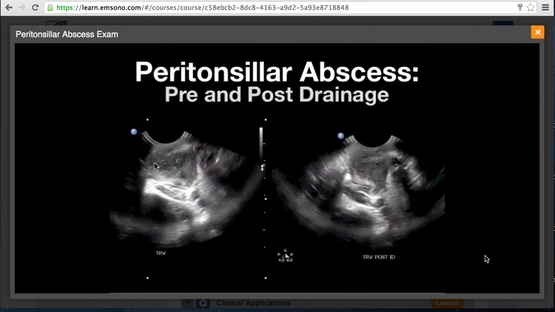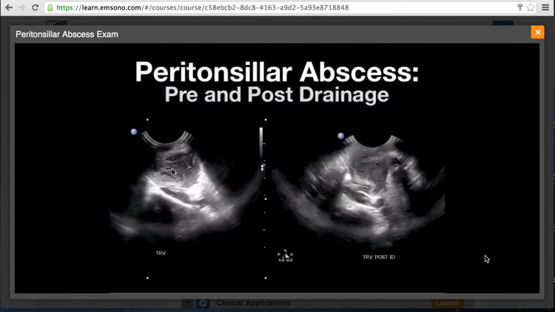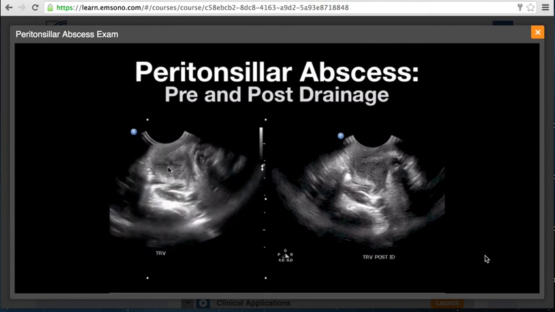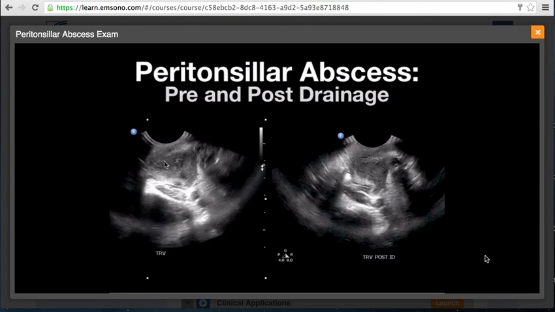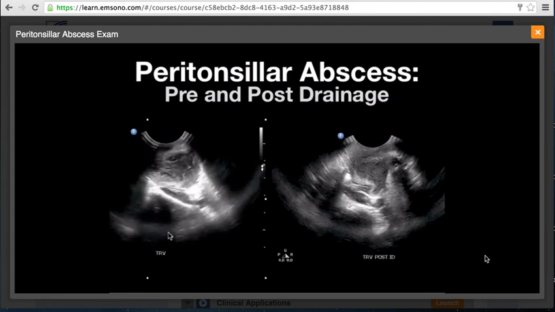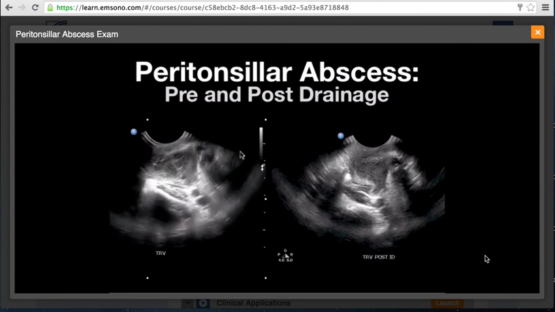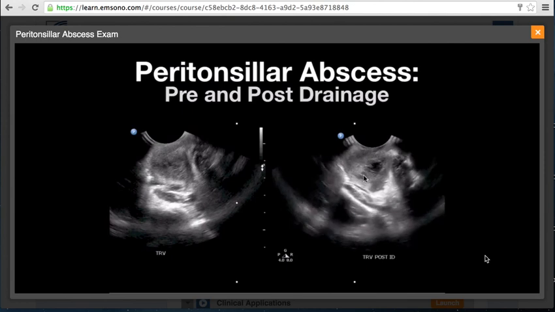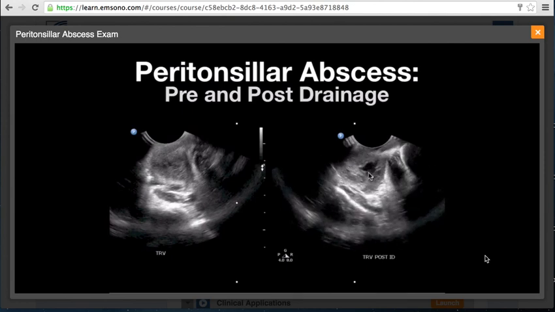Here's an abscess that was drained under ultrasound assistance. Here was the pre-drainage ultrasound, and you can see the abscess cavity here. This is a transverse scan, so anterior to posterior, patient's right, patient's left, and here's the large abscess cavity. And here is the area post-drainage. You can see that there's just a very small amount of fluid left. This patient was followed up and did very well.